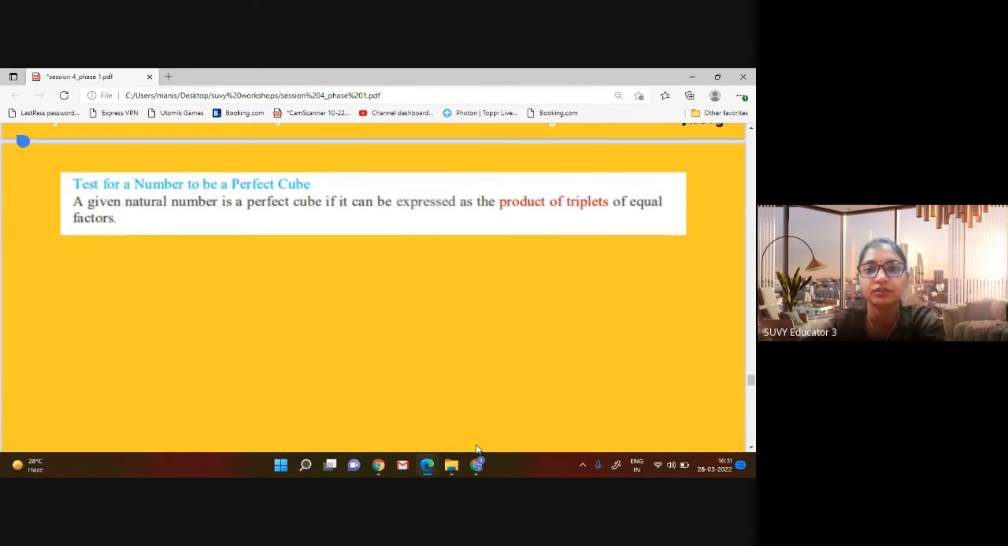Right? So when you test a number for a perfect cube, a given natural number is a perfect cube when it is expressed as a product of triplet.